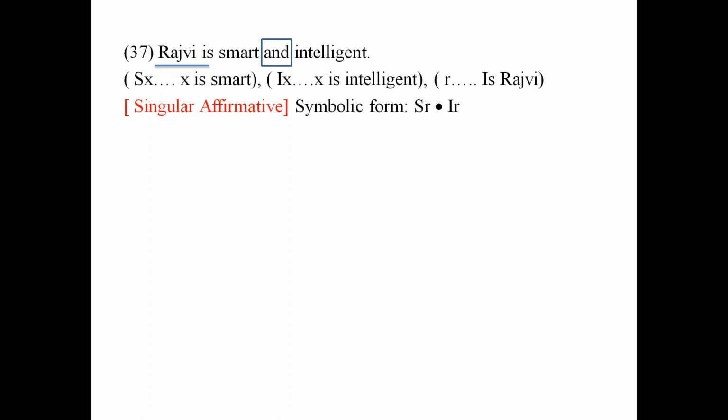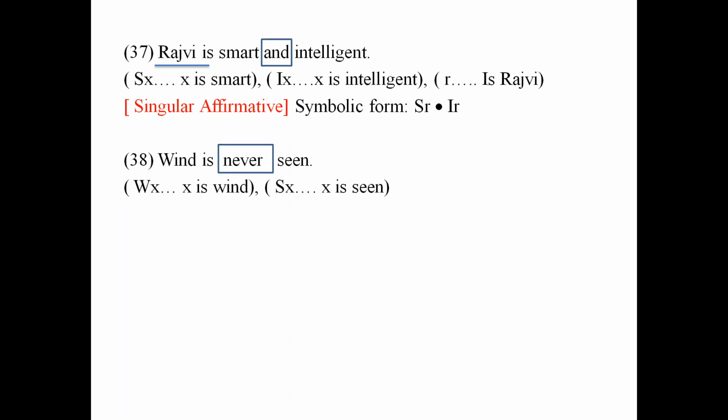Then we come to 38th. Wind is never seen. Here never is the word used with two classes, so it's an E proposition. Symbolic form is universal quantifier phi x horseshoe curl psi x. Phi you replace by W, psi by S. So you will get the written expression as universal quantifier Wx horseshoe curl Sx. It will be read as given any x in the class, if x is a wind, then x is not seen.